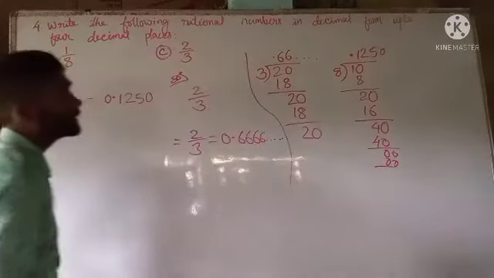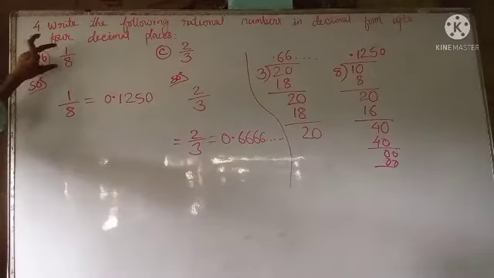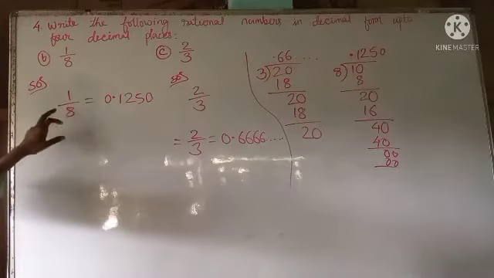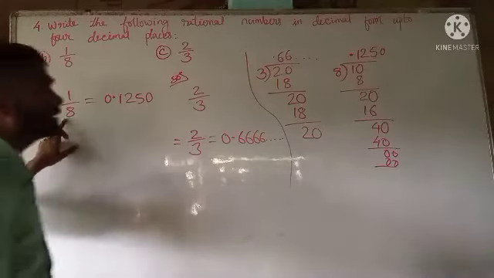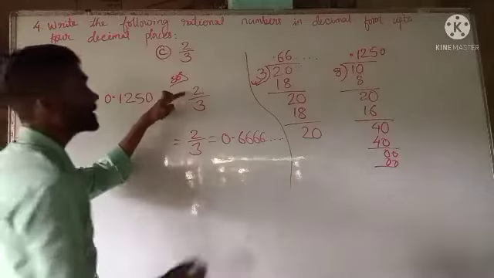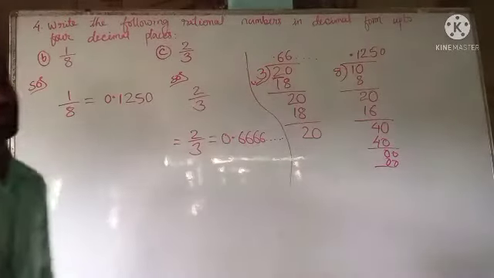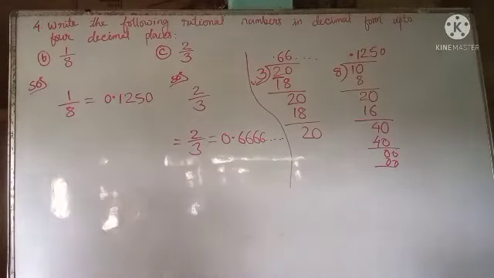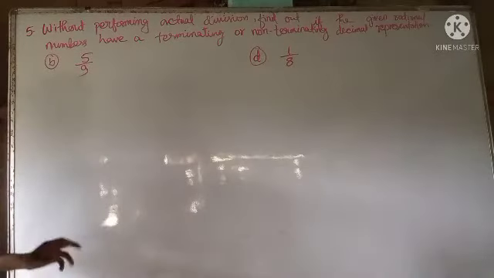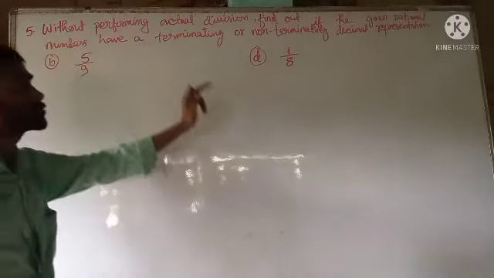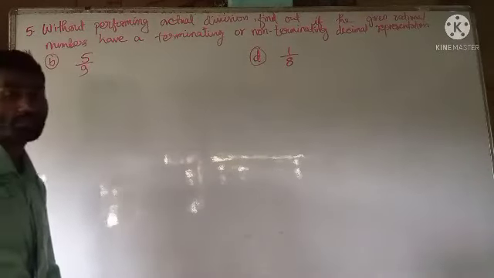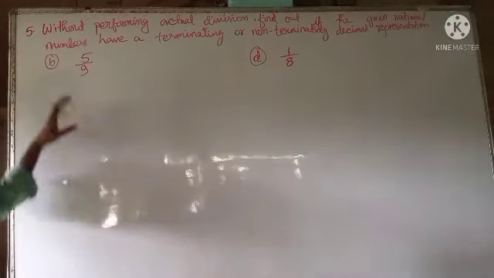So in this way we can convert a fraction, that means a rational number, into a decimal expression. Always remember that what is in the denominator's place we write in the divisor's place, and what is in the numerator's place we write in the dividend place. Now let me show you next, question number 5. Question numbers 5 and 6 are both the same, so let me show you 5 here. Without performing actual division, find out if the given rational numbers have a terminating or non-terminating decimal representation. Now here some rational numbers are given.